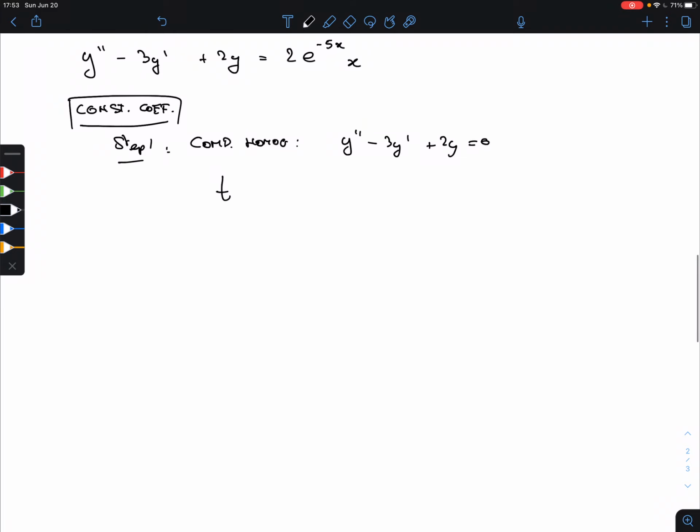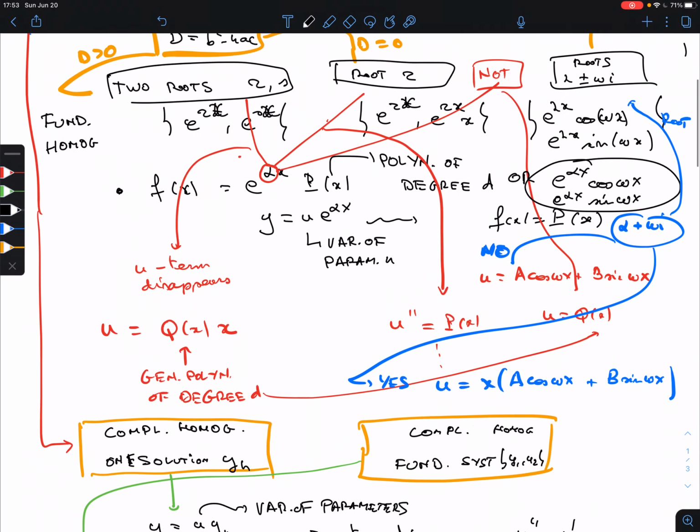So the characteristic equation is t squared minus 3t plus 2 equals 0. We have to factor this, and that is (t minus 2)(t minus 1). So we have 2 roots, t is 2 and t is 1. We are in the most common case, when we have 2 roots, when the discriminant is positive. And so we know what to do here.